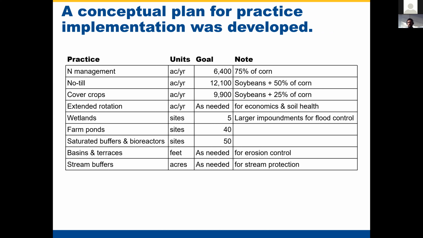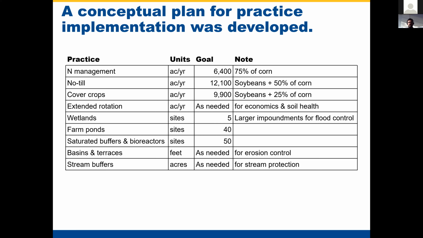Other than extended rotation, we didn't identify a goal number of acres, but recognize that that can be a tool that, if the economics are available for people to use, whether that's with extended rotations and needing hay crops or places to spread manure, then extended rotations can be very profitable. But they also have an effect on nitrogen losses. So they're a practice that can be included, but we have not identified them based on an acre target in this current version of the watershed plan.